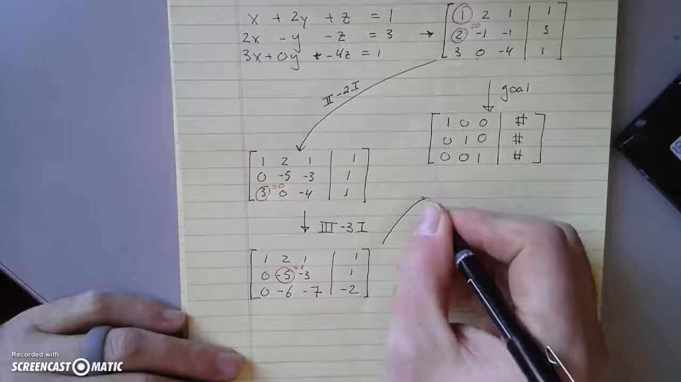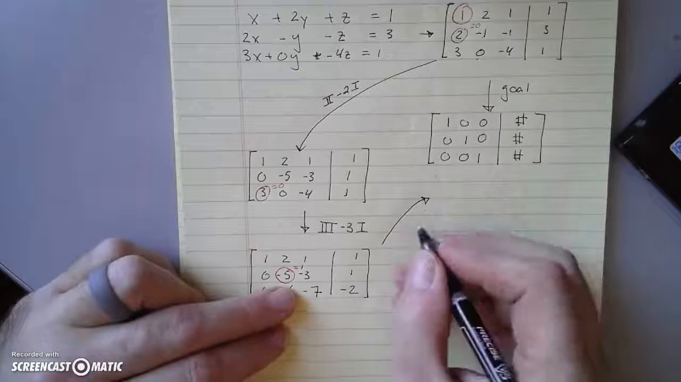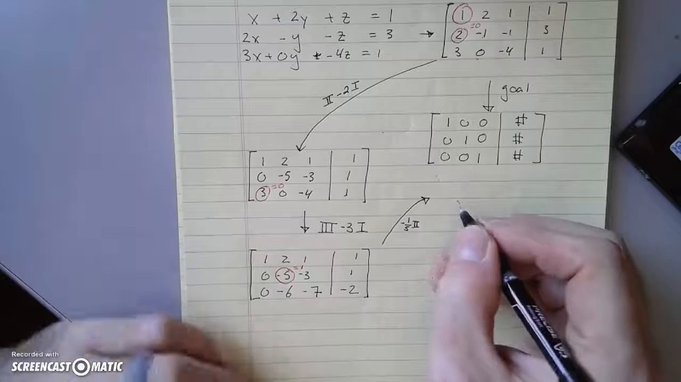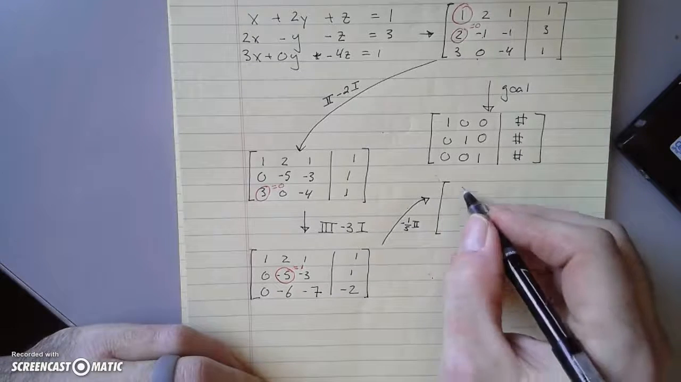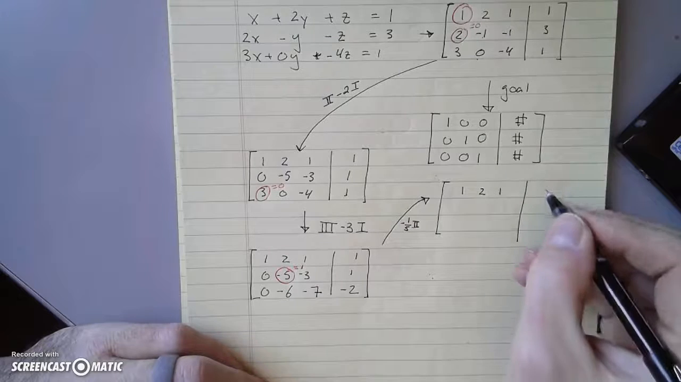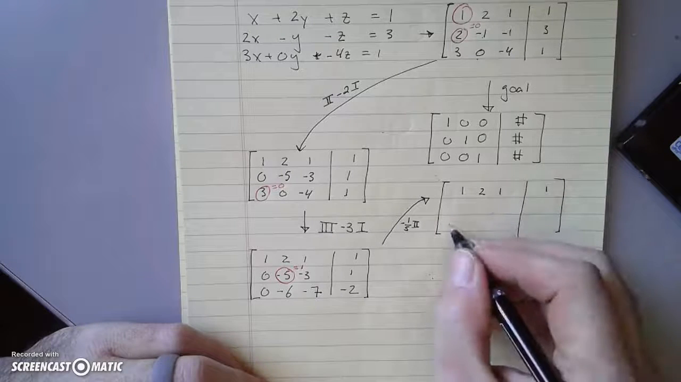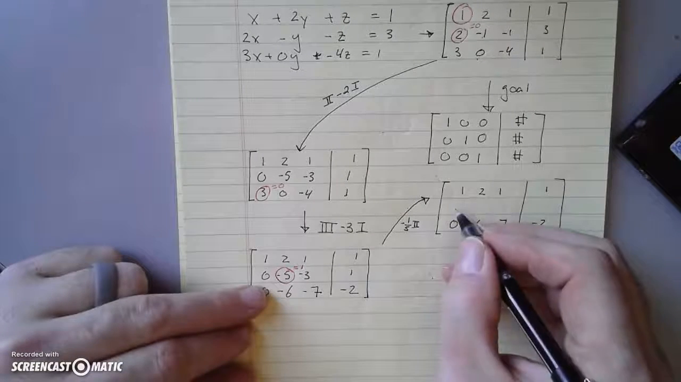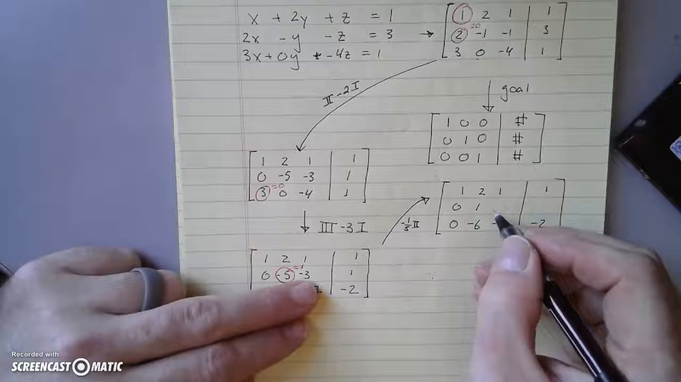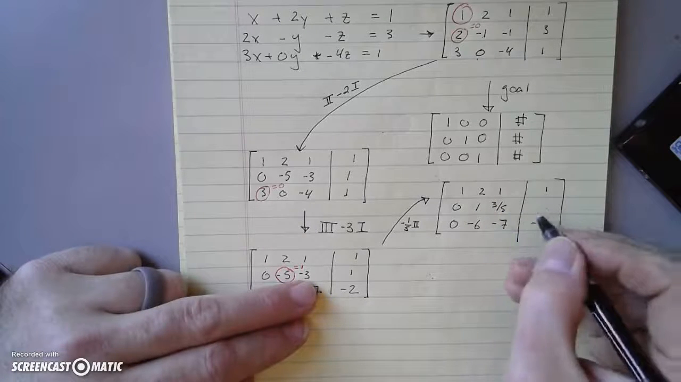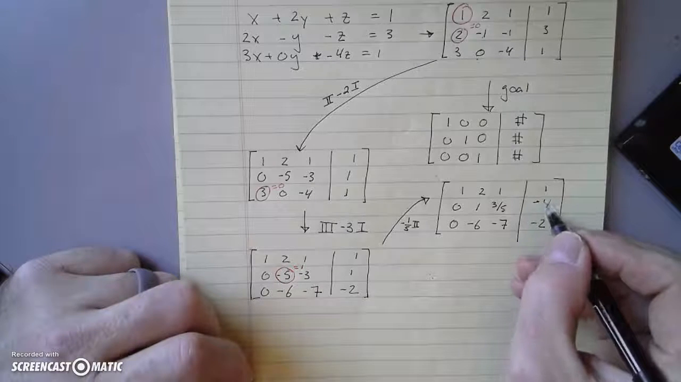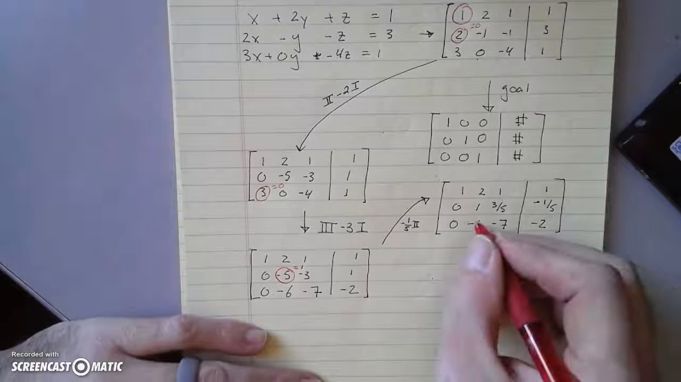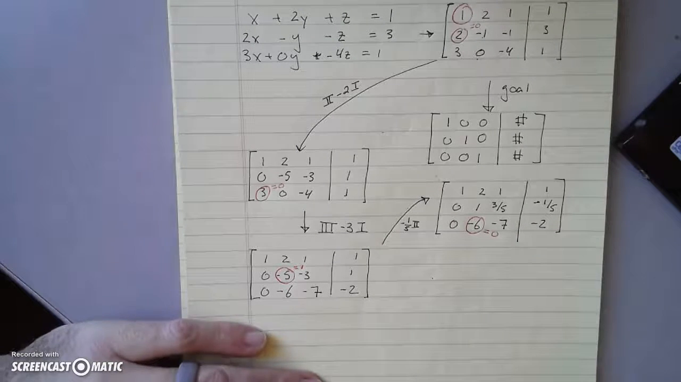So let's try to conserve some paper. So we'll do that by taking negative 1/5 times row 2. That leaves the top row the same. And it leaves the bottom row the same. And then we'll have 0, 1. Then we'll have 3/5 and negative 1/5. All right. Next goal is to make this equal to 0.